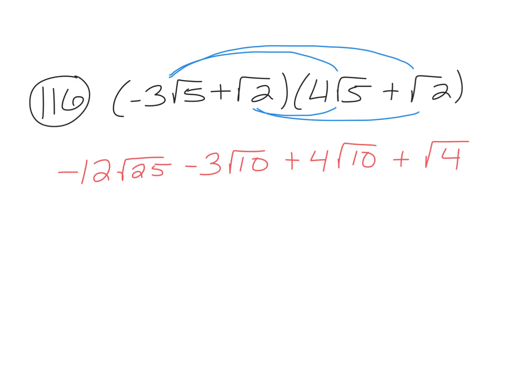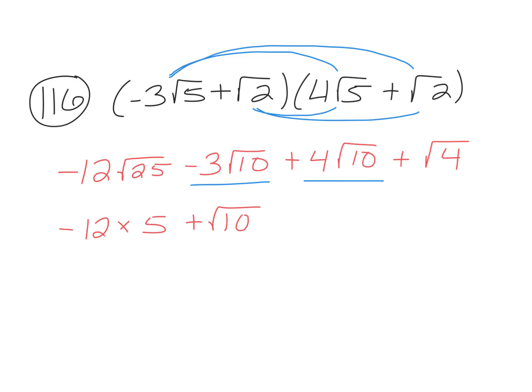So now when you get to this point, look for like terms. What do you got? Yep, the square root of 10. Good. So let's go one term at a time. Can I simplify this right here? Yes. Yep, what's the square root of 25? 5. What do I get when I combine like terms? 1 square root of 10.